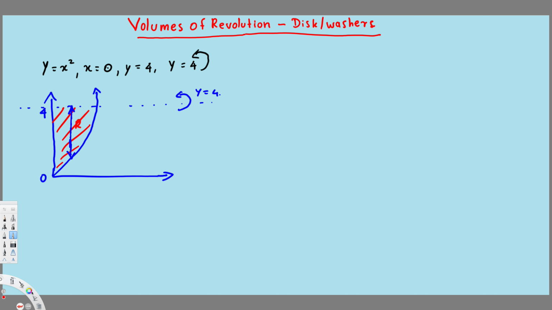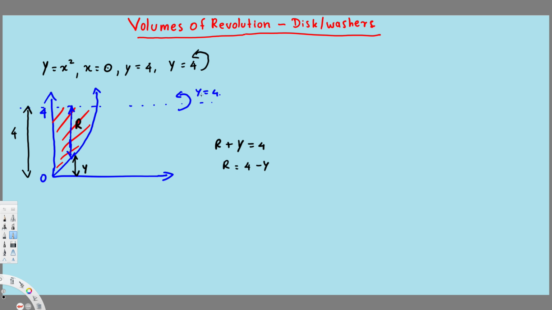And we know that this height right here, from here to here, is y, and this is r. And we know the total distance from here to here is 4, right? So we know that r plus y is equal to 4. Therefore, r is going to be equal to 4 minus y, right?